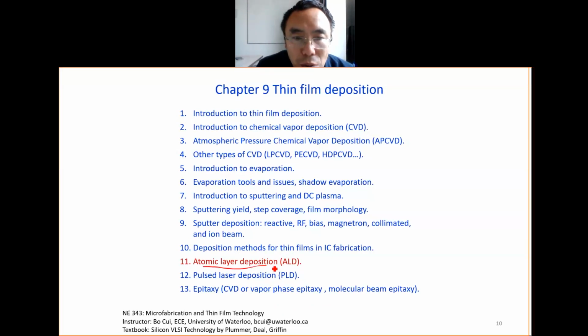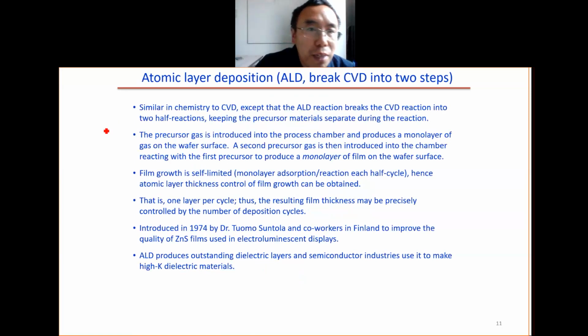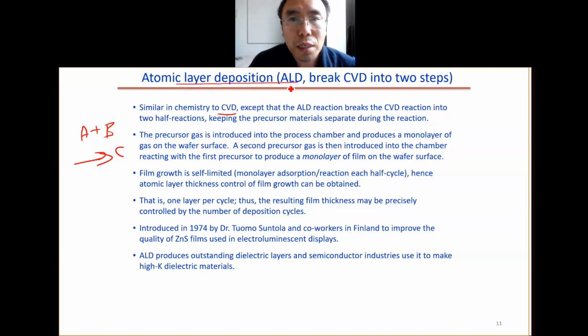Now let's look at atomic layer deposition. For normal CVD, we have something like A plus B to form C. The chemistry for atomic layer deposition is similar to CVD, except that the CVD reaction is broken into two half reactions. So we have precursor gas A introduced into the chamber, then it's pumped away. Then a second precursor gas B is introduced into the chamber, then pumped away. So then we have this film formation.